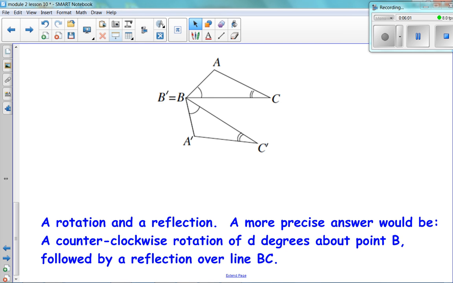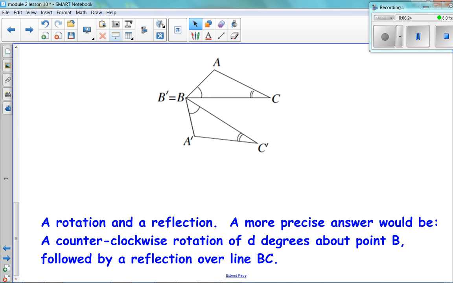You can be just as precise by rotating about point B and rotating in a counterclockwise direction. And then B prime, C prime meets B, C, the sides meet together, and that would be the line of reflection. And then you could just reflect it over that line.